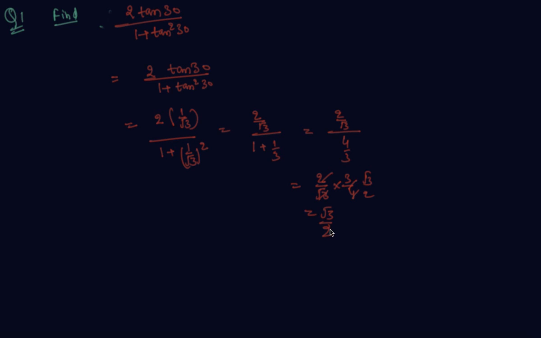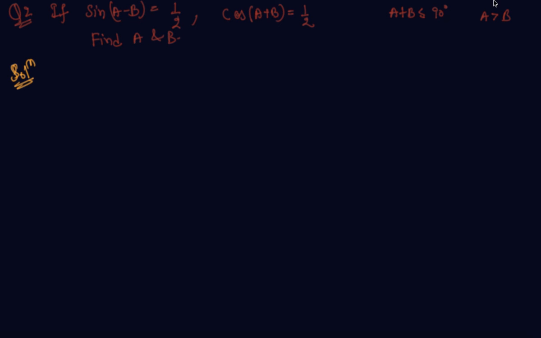So you will get these types of questions in the exam where you have to find the value of 2 tan 30 upon 1 plus tan square 30, or some other question. Let me give you 2-3 more examples. So students, here is one more example in which we are given that sine of angle A minus B is half, and cos of angle A plus B is also half, and we have to find the values of A and B.